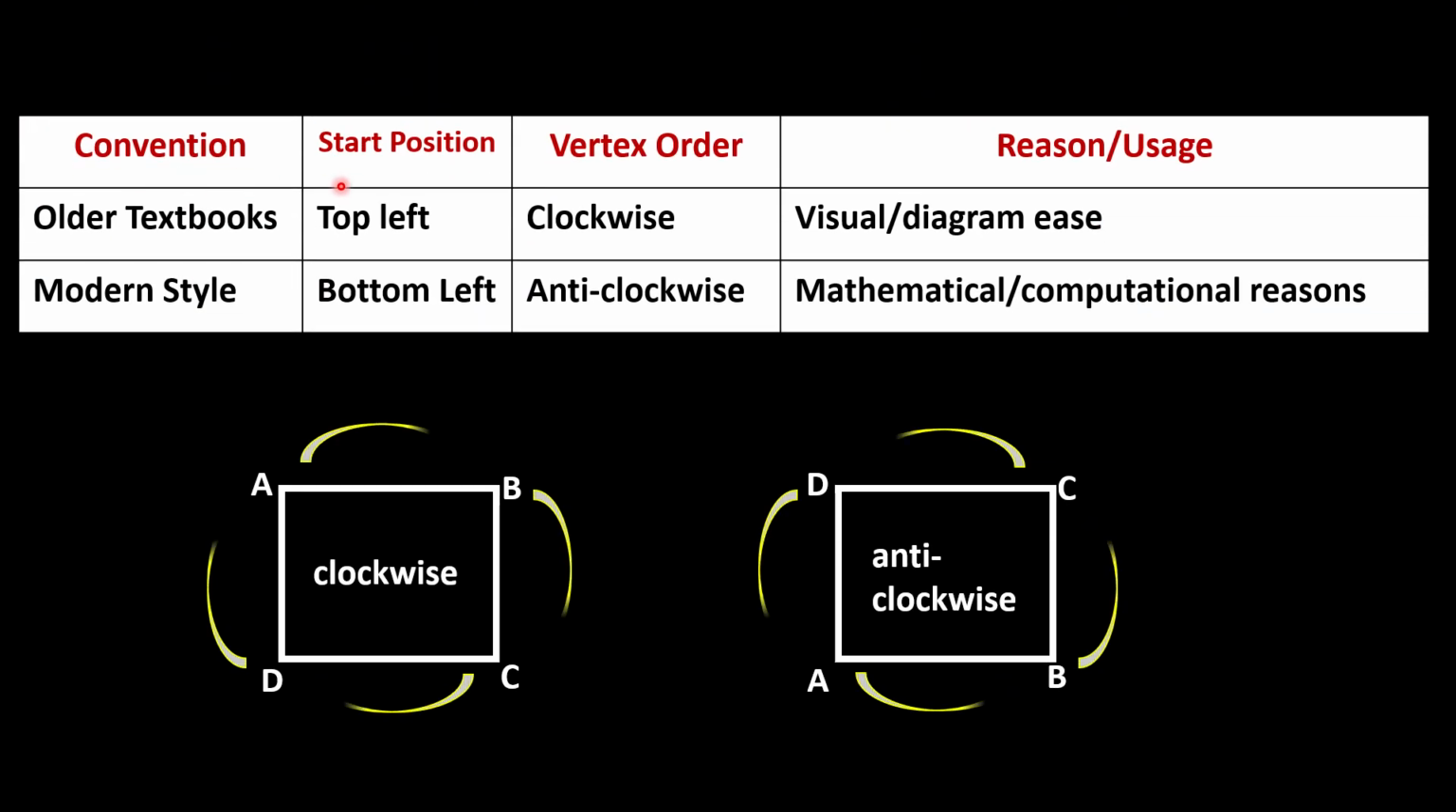So we have a summary, a comparative chart, the convention, older textbooks versus modern style. Start position: in older books, top left was the starting position. In modern style, bottom left is the starting position. Vertex ordering was clockwise in older times, and is anti-clockwise in modern style. The reason why they did clockwise was visual and diagram ease, and the reason why now they prefer anti-clockwise is mathematical and computational reasons. You can see the animation of the old style and the new style.